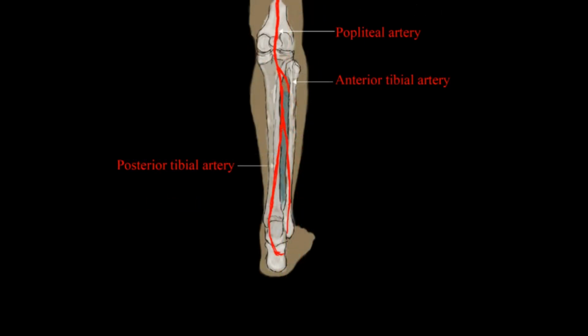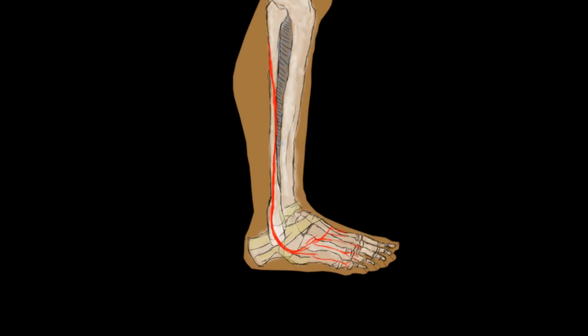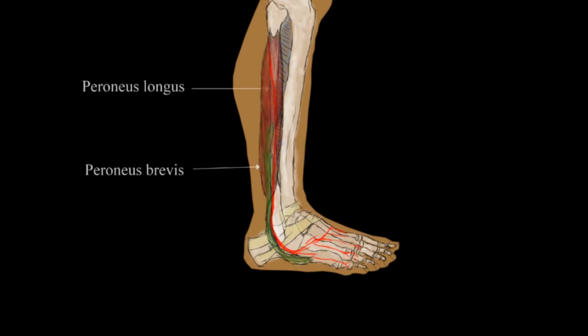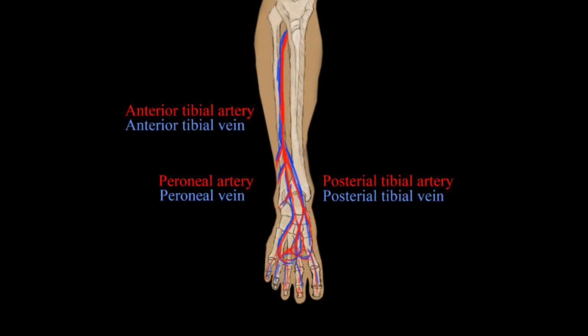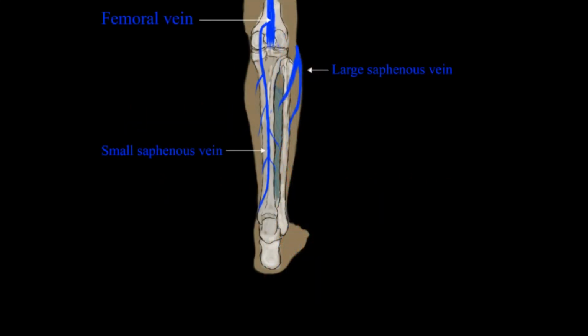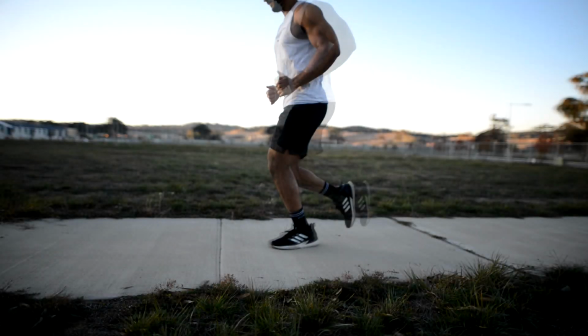Importantly, the posterior tibial artery also gives rise to a lateral branch in the leg called the peroneal artery, which supplies the flexor hallucis longus, as well as both peroneus longus and peroneus brevis. These arteries all have deep accompanying veins that share the same name. And finally, in terms of superficial veins, there are the small and the great saphenous veins that run up the leg on the lateral and medial side respectively.